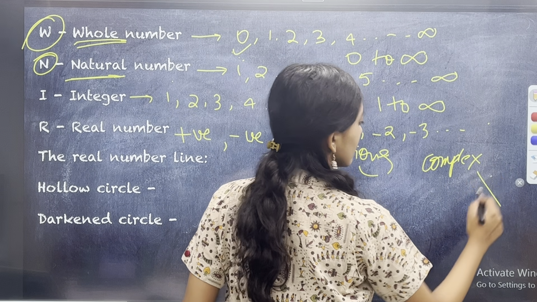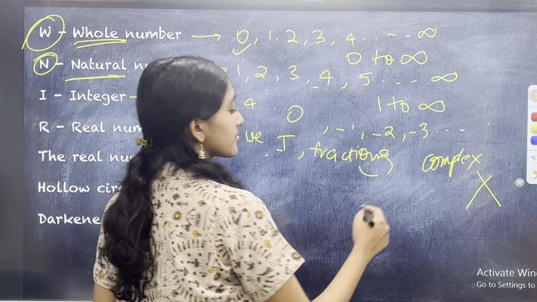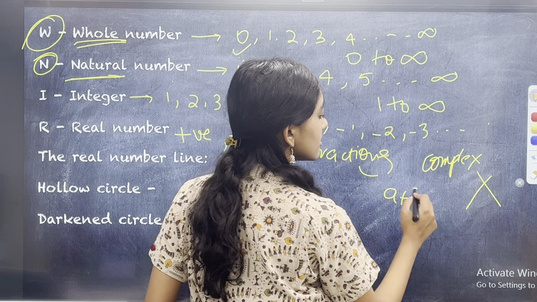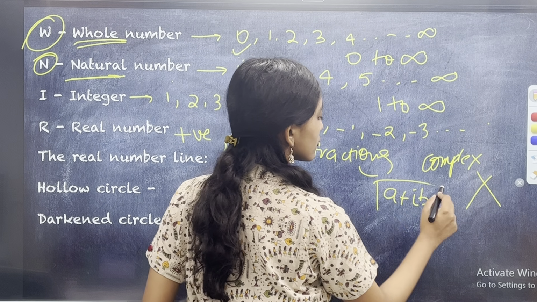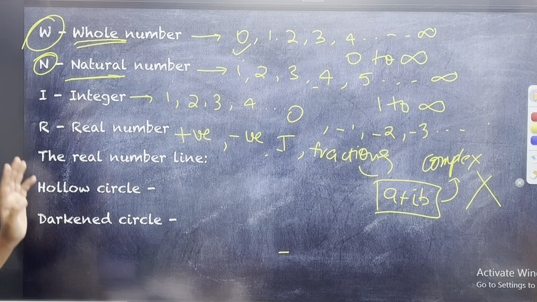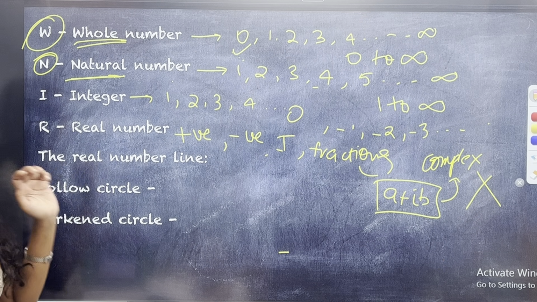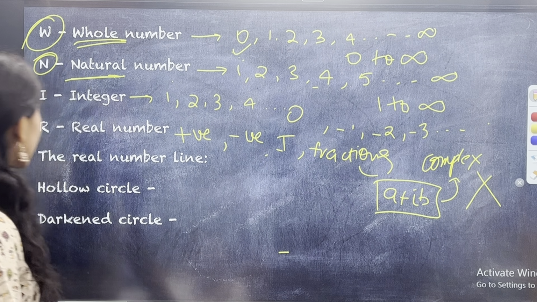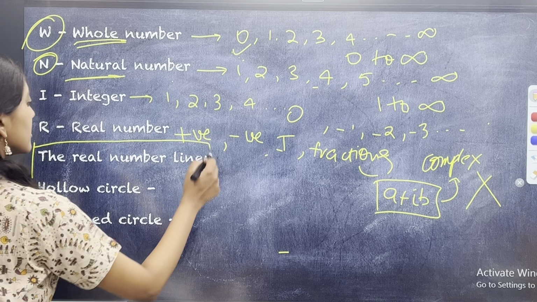Complex numbers का मतलब क्या होता है, a plus ib, that format के जो numbers होते हैं ना, complex numbers, those are not allowed in real numbers. बाकी सब कुछ real numbers के अंदर आता है. OK. Next, this is a very important thing.